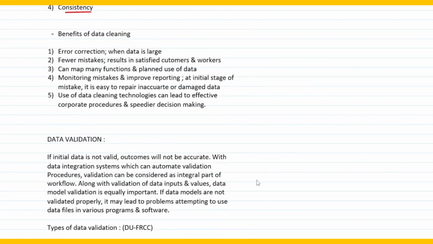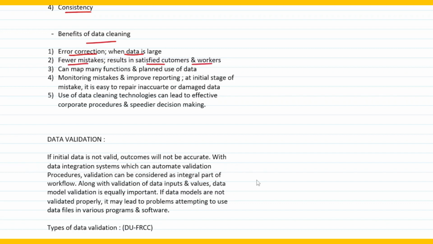Okay, now what are the various benefits of data cleaning? Okay, what is the first benefit? First is error correction, right? Error correction when the data is large, right? So if you do a data cleaning process in a proper way, you can make sure that if there are any errors, they are corrected, especially when the data is very large. It can also lead to fewer mistakes, right? Which can result in what? Which can result in satisfied customers and workers.